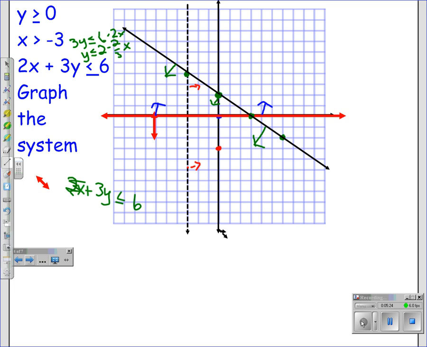Put a 0 in for your x. You find out that y is 2. On 2x plus 3y is less than or equal to 6, get rid of your y by putting a 0 in, and you find your x is 3. Those are the two dots that Angela has on the board too. And then you can draw your line through those two. It works really good for story problems to use x-intercept and y-intercept.